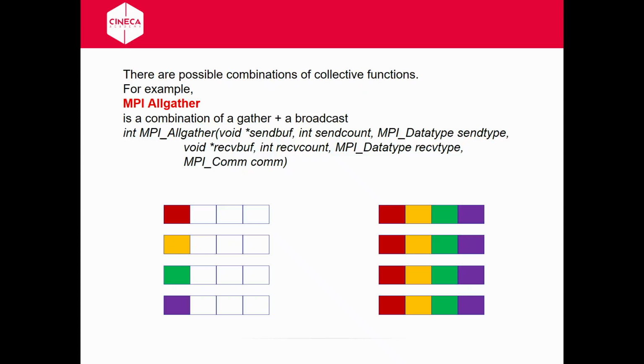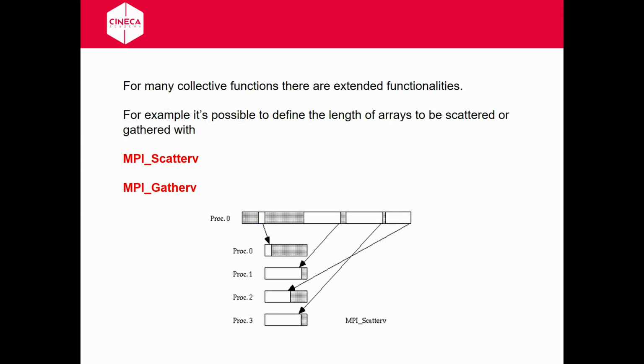The syntax is exactly the same as the gather operation. The only difference is that here you don't have to declare the root processor explicitly, because it is not necessary. And as I told you before, you also have the scatterv and gatherv functions. With these functions you can perform more particular operations with scatter and gather.